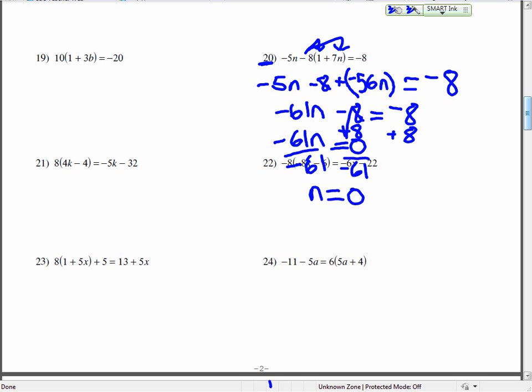Yes, sir. Why is it 61 and not 51? Okay, the question is why is it 61n? Don't you have a negative 5n and a negative 56n? What are you doing? The signs are the same. You add and keep the sign. Sir, you had a question? Okay. Yes, sir. Give me 1 second.